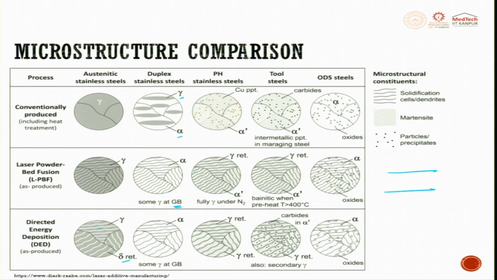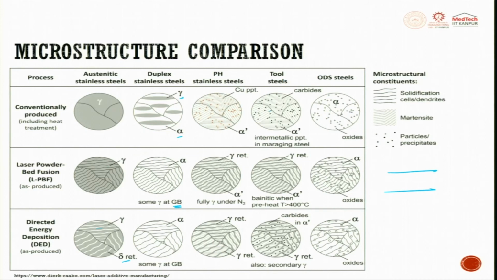So, when we try to do the same thing with the stainless steel, you can see here retained gamma is there and alpha prime is there. So, fully gamma under nitrogen you can try to get. This is retained gamma phase which is present, and you can see how these things are there. It is along the grain boundary and it is also between the grains that you have this serration. So, these things will dictate the mechanical properties.